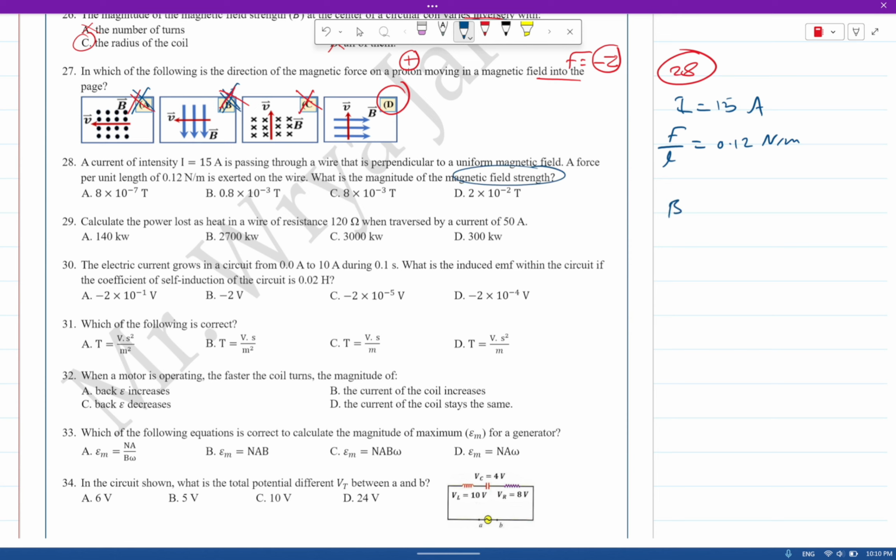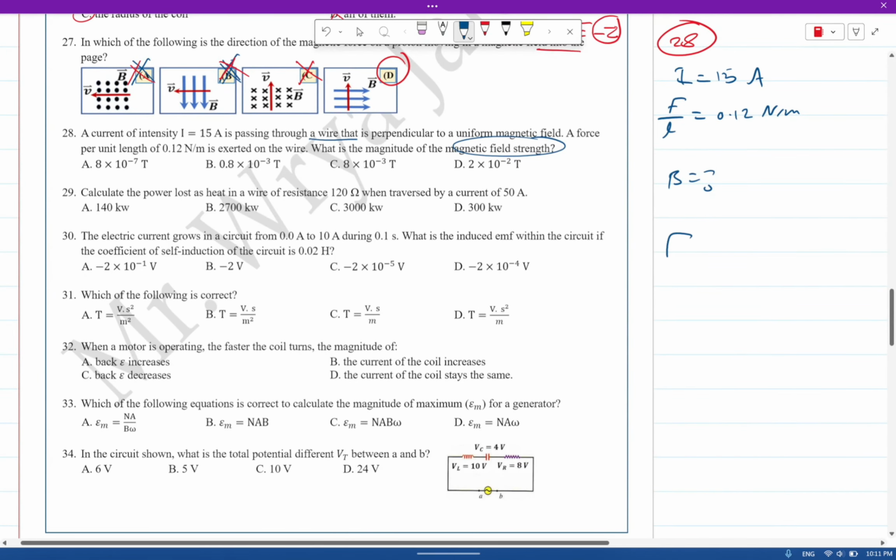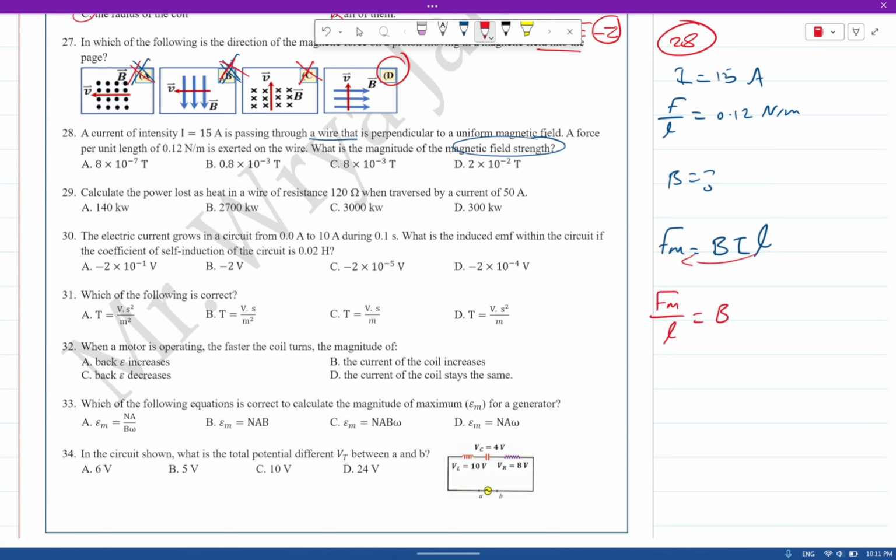What is B? Since it says a wire, remember, magnetic force for a wire is equal to BIL. But since we have force per unit length, we could divide both sides by L. It becomes magnetic force over L, that is B times I. All you have to do is just plug in the numbers now.